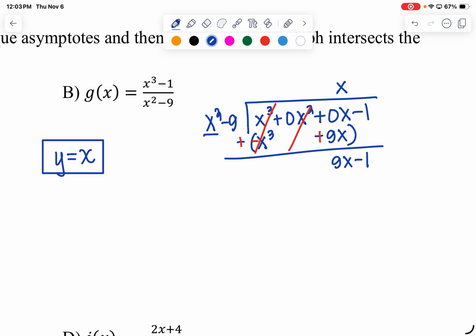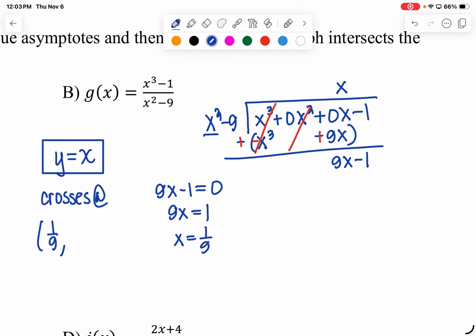And then to see if it crosses, this has a remainder, I'm going to set it equal to 0 and solve. Remember, that's my shortcut, because if I set this equal to x, I'm going to be left with this equals 0. Okay, so I'm going to do 9x minus 1 equals 0, which does have an x in it, and I can solve. I get x equals 1/9. So it does cross. So we're going to say crosses at 1/9, comma. So plug in 1/9 into either your asymptote or your original function. Always do the asymptote. It's easier math. You get 1/9.